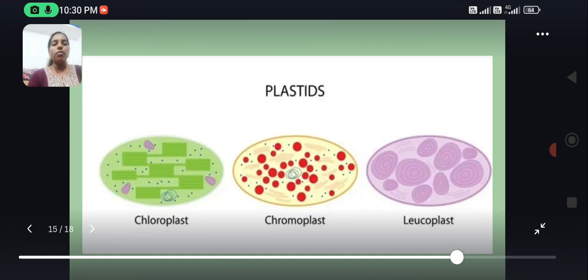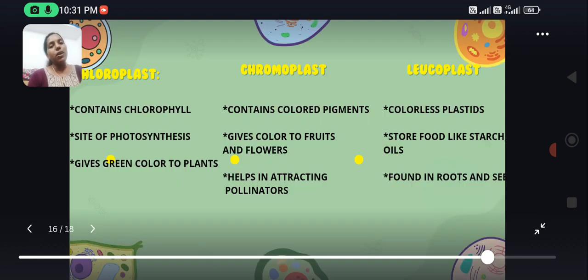This is the picture of plastids. The first is a chloroplast. They are mainly green in color. Chromoplasts are attractive; they may be red or pink, etc. Leucoplast is mainly the colorless type of plastid. More detail about the plastids. First one is chloroplast. Chloroplasts are mainly seen in a green color. They contain chlorophyll, the site of photosynthesis. Their main function is photosynthesis; they give green color to plants.